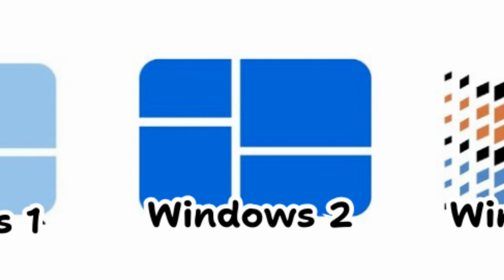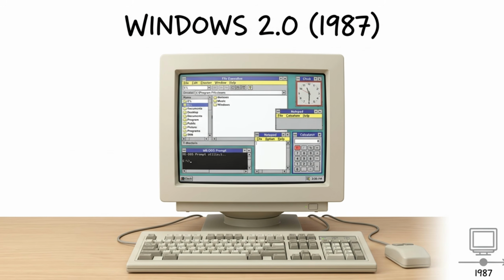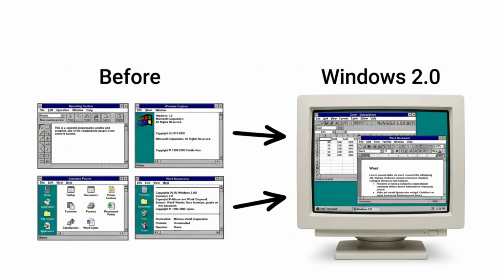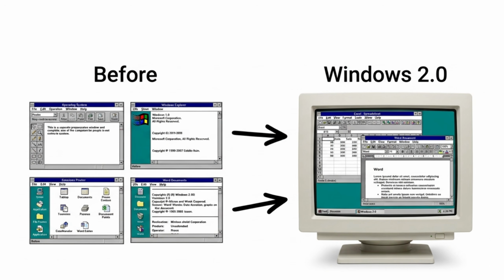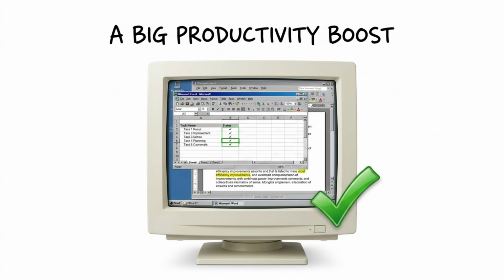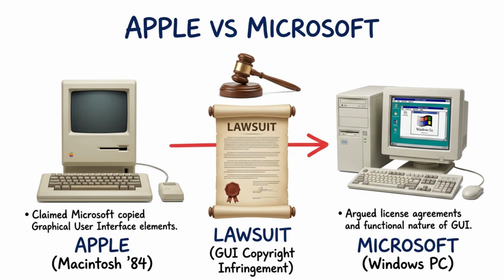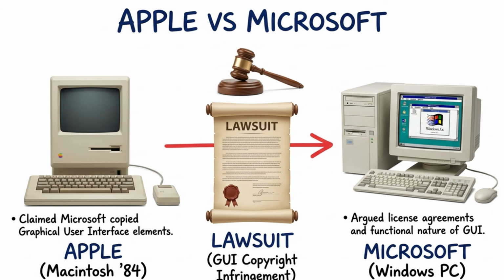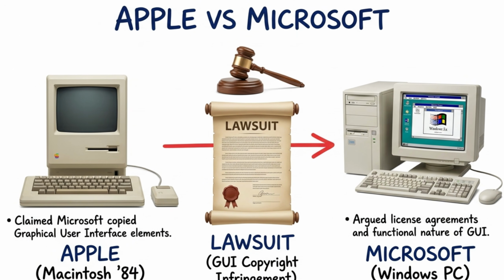Number 2. Windows 2.0, 1987. 2 years later, Microsoft dropped Windows 2.0. The big news? Windows could finally overlap. You could put an Excel spreadsheet on top of a Word document. Office workers lost their minds, in a good way. But Apple lost their minds in a bad way. They sued Microsoft, claiming the overlapping windows ripped off the Macintosh interface.